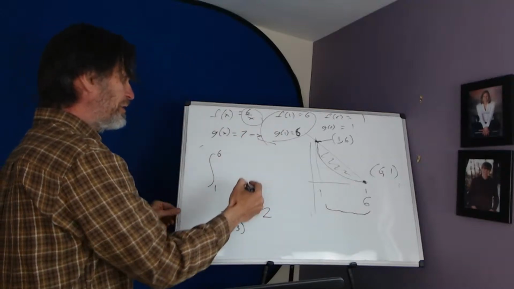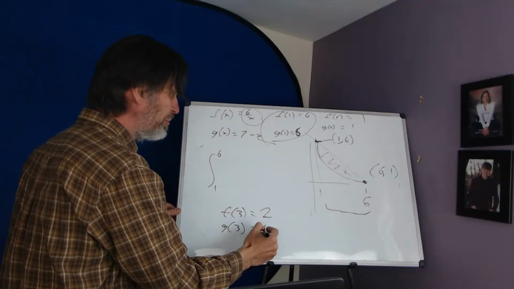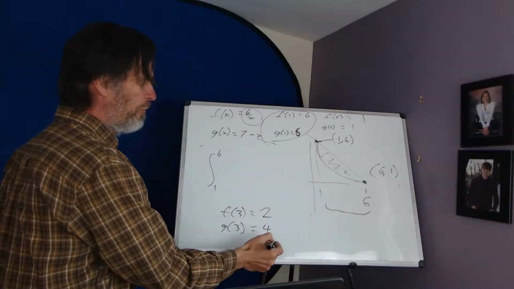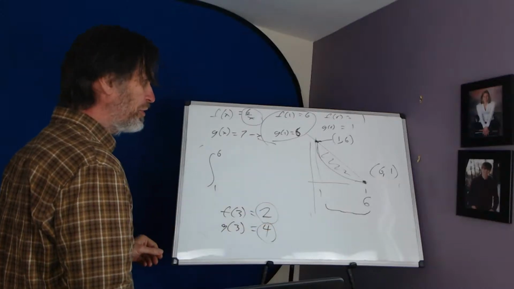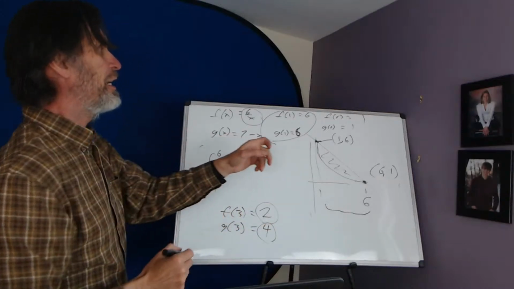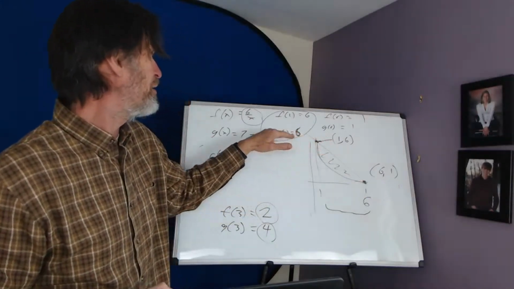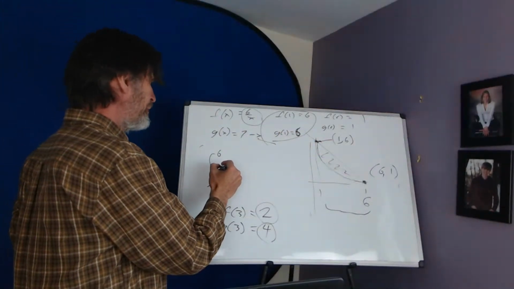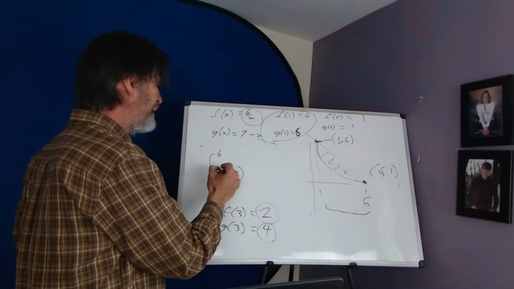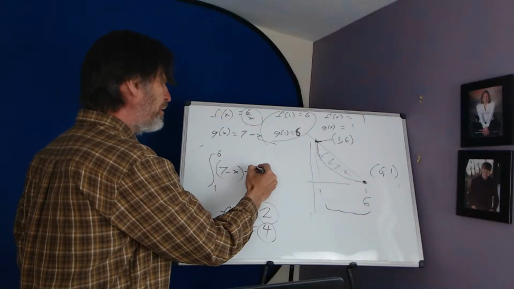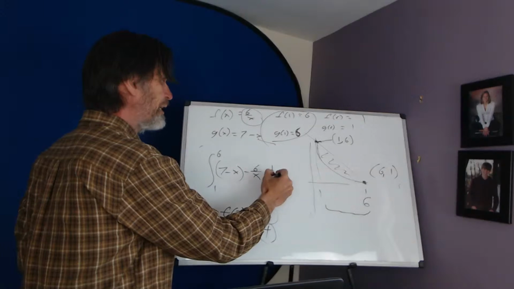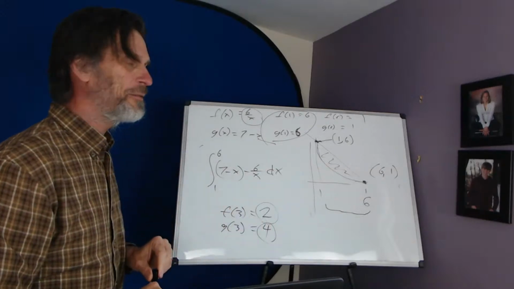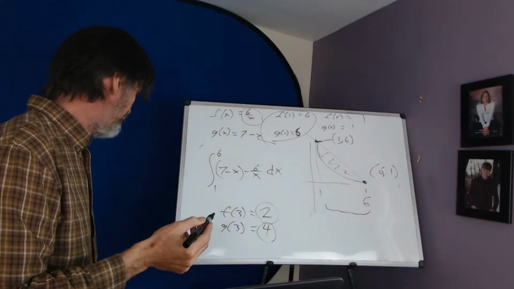If I plug a 3 in this one, I get 7 minus 3, which is 4. 4 is a bigger number than 2. So my g function, my linear function, is a bigger function than my f function. So I'll take my big function, 7 minus x, minus my small function, 6 over x, dx. And now it's just a matter of doing the steps.